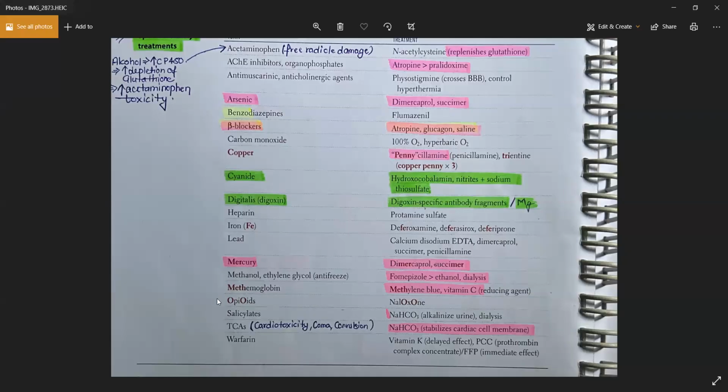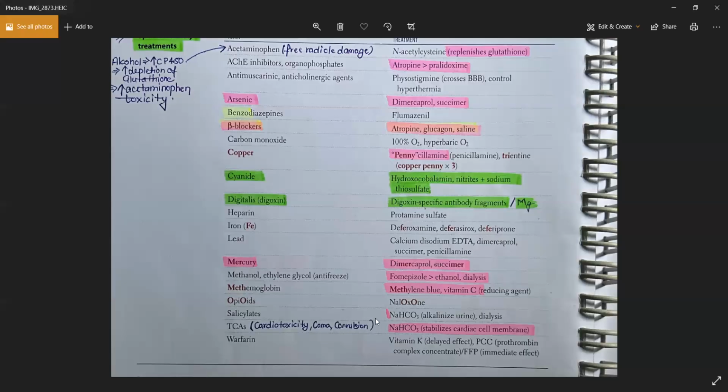Then salicylate poisoning. For salicylate poisoning, you need to give the patient sodium bicarbonate. Why sodium bicarbonate? Because salicylates are weak acids, and if you increase the pH of the environment, these weak acids can be converted to their ionized form and easily excreted by the kidney. Remember the pKa and the pH? Don't forget that, okay?